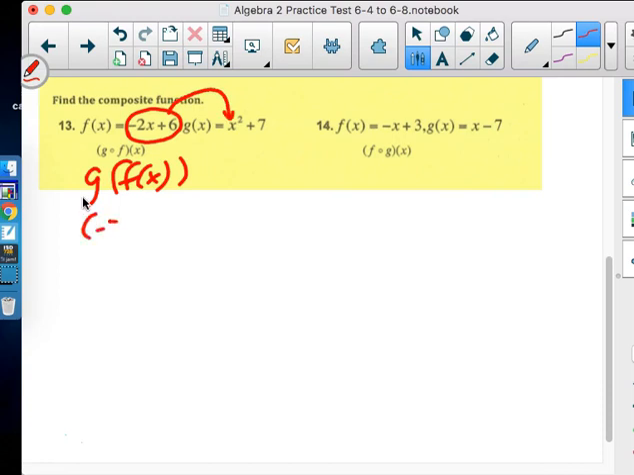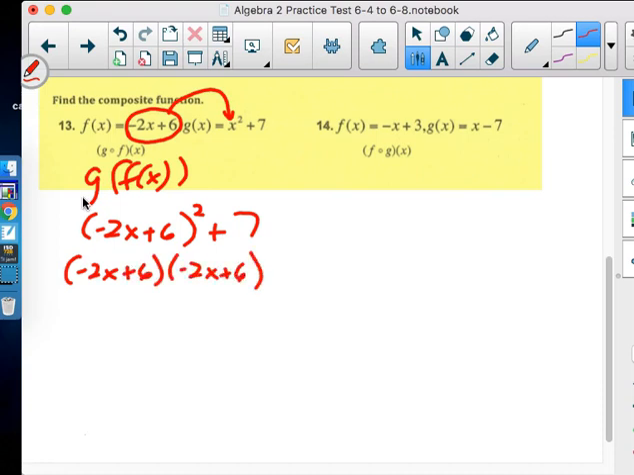And it will become negative 2x plus 6 squared plus 7. And then we have to do the math. So can we distribute that power of 2? No, which is good. No, we can't because there's addition in here. So we're going to have to take negative 2x plus 6 times the quantity negative 2x plus 6. And then at the very end, add the 7.